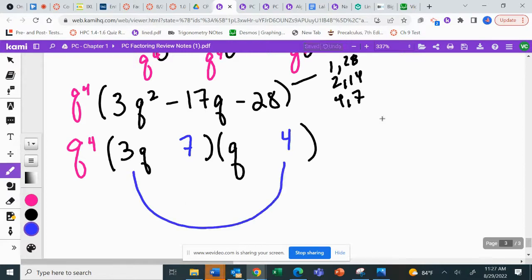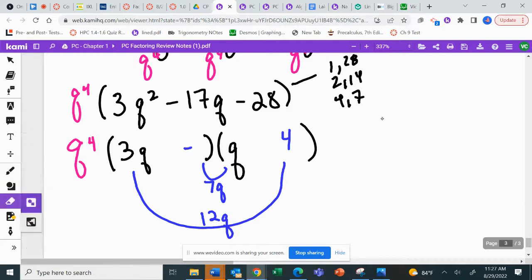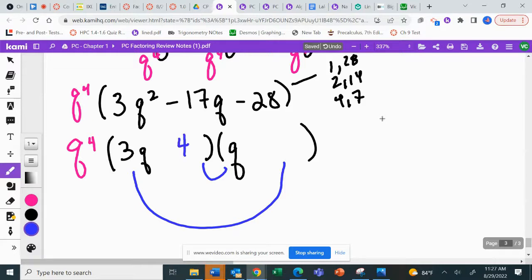So if I do that, here's my checking part. I'm going to have 12q and 7q. Is there any possible way to get 17 with these numbers? There's no possible way. So I know that it's either not 4 and 7 or they're in the wrong spot. So I'm going to switch spots first. So that's going to give me 4q and that's going to give me 21q. Is there a possibility of getting 17? Right, if I subtract them.